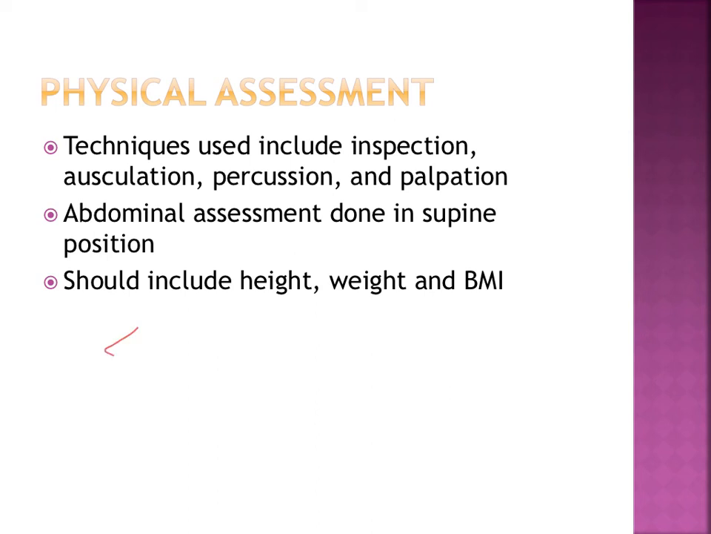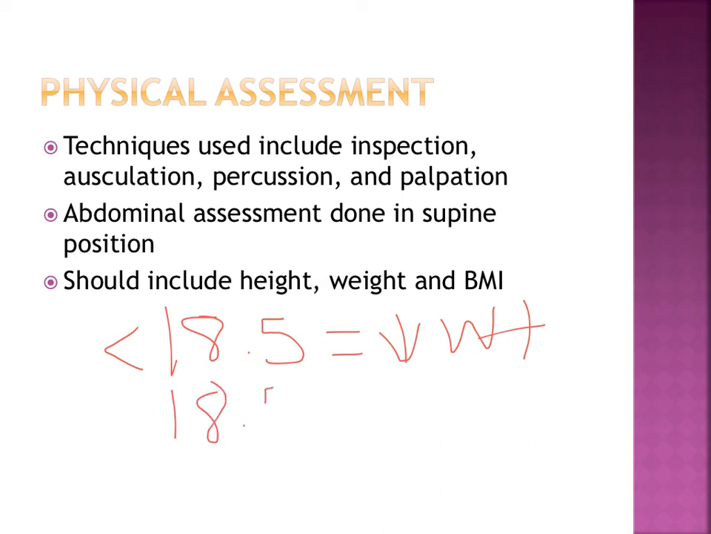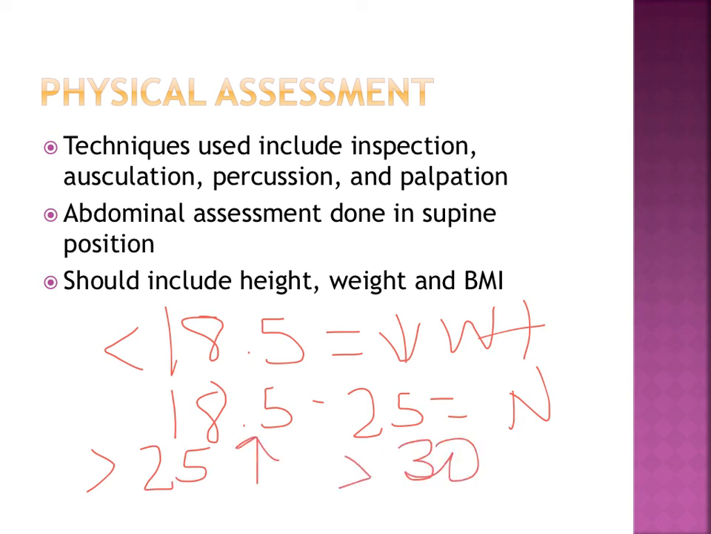But for our purposes, less than 18.5 is considered underweight. 18.5 to 25 is considered normal. Greater than 25 is considered overweight, and greater than 30 is considered obese. So we can calculate BMIs based upon the patient's height and weight.